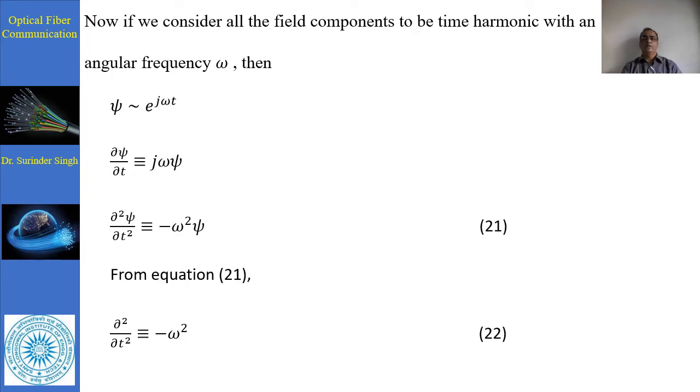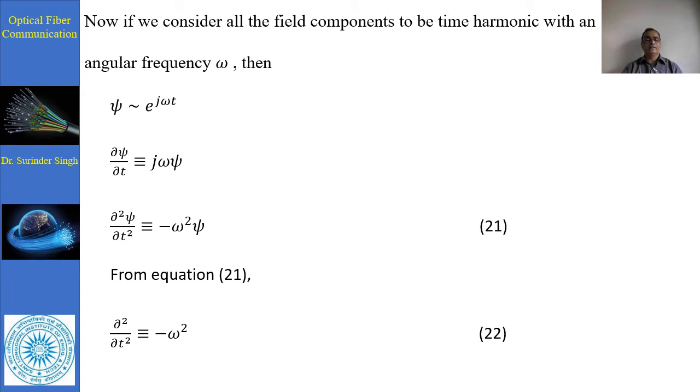Now, if we consider the field component to be time harmonic, phi is also equal to e raised to the power j omega t. Whenever we take the time derivative d phi upon dt, the j omega component comes out with the same phi component, which is why phi is there.